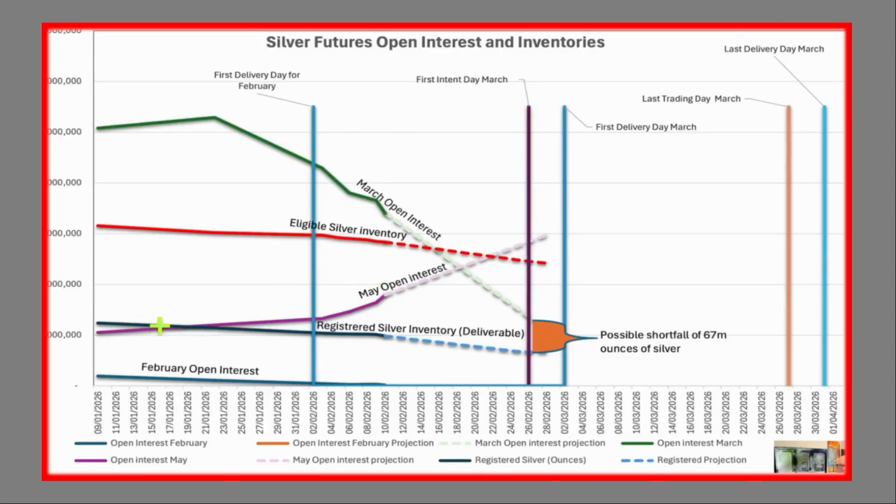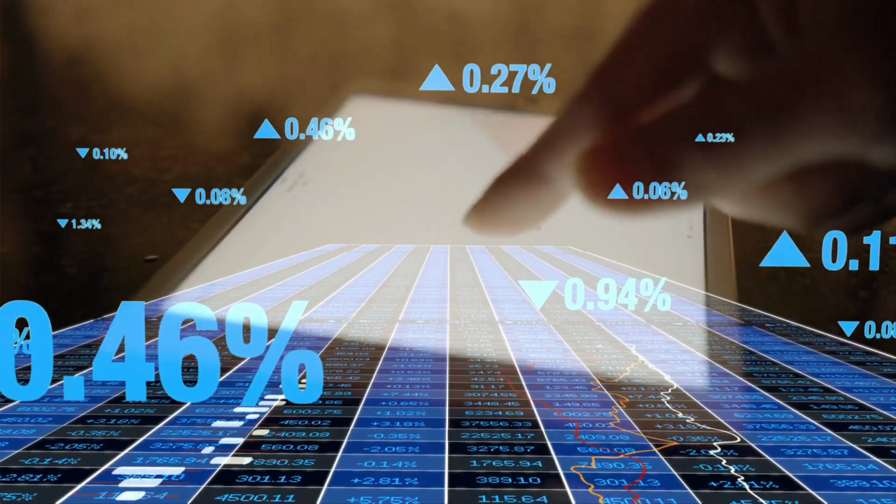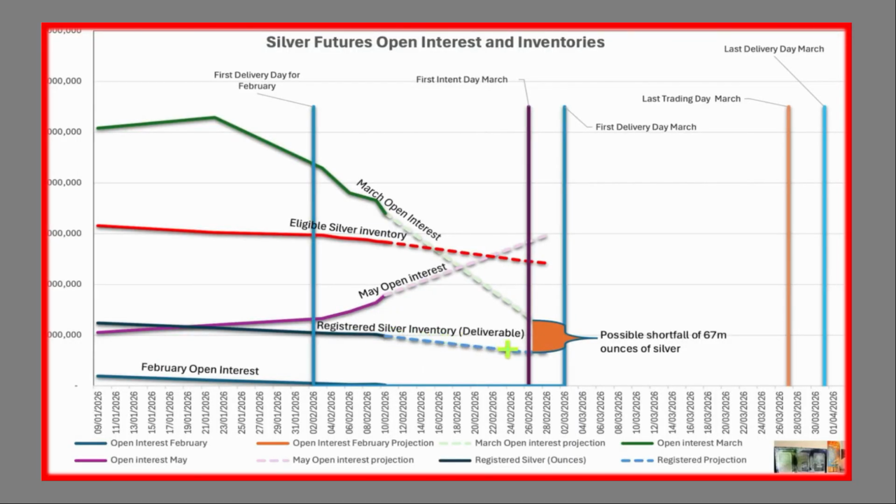Because if we look at this chart, the black line, which turns blue here, the dotted line is the projection, we can see that the silver inventory has been falling. Here it was about 140, 150 million, 130 million ounces at the beginning of January, and now it's below 100 million ounces, and the trajectory is downwards. So if that trajectory continues, we'll be down at about 70 or 80 million ounces by the time the first delivery of the March contract comes, bearing in mind there'll be about 120, 130 million ounces demanded by the longs.